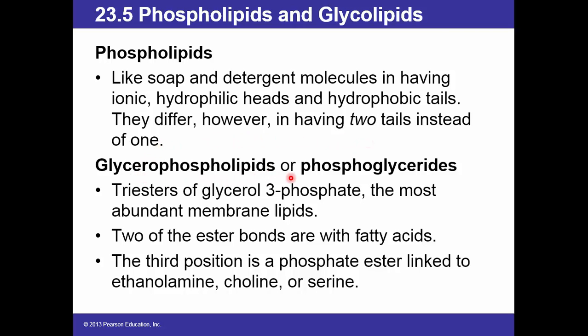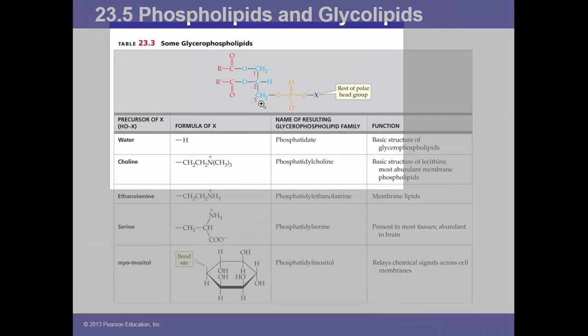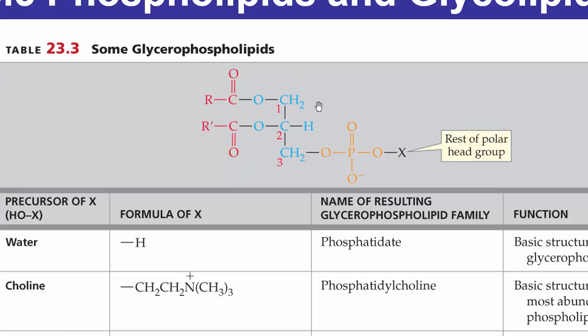The glycerophospholipids or phosphoglycerides are triesters of glycerol 3-phosphate, the most abundant membrane lipids. Two of the ester bonds are with fatty acids. Now the third position is a phosphate ester linked to ethanolamine, choline or serine. Let's see some glycerophospholipids. If we look here, you see this is our parent compound, and here a phosphate group is added at carbon 3, and then we have X. This is the rest of the polar head.